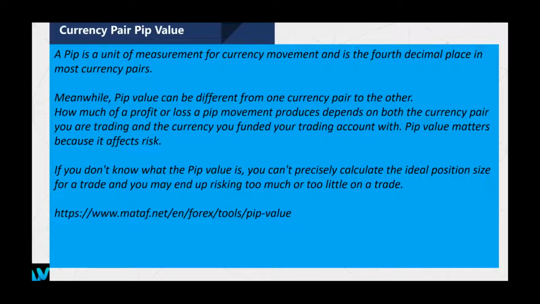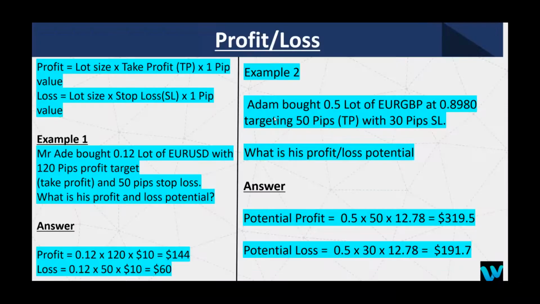Okay, pip value, talked about that. Profit and loss calculation, that's what I just talked about now. Lot size multiplied by take profit, that's the profit you make, multiplied by pip value, that's profit. Loss: lot size, that's the size of your trade, multiplied by the stop loss, the loss that you make, multiplied by one pip value, the pip value of that currency pair.